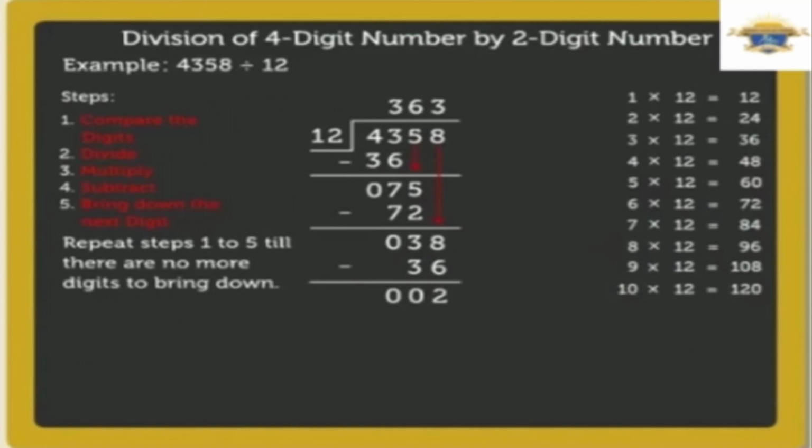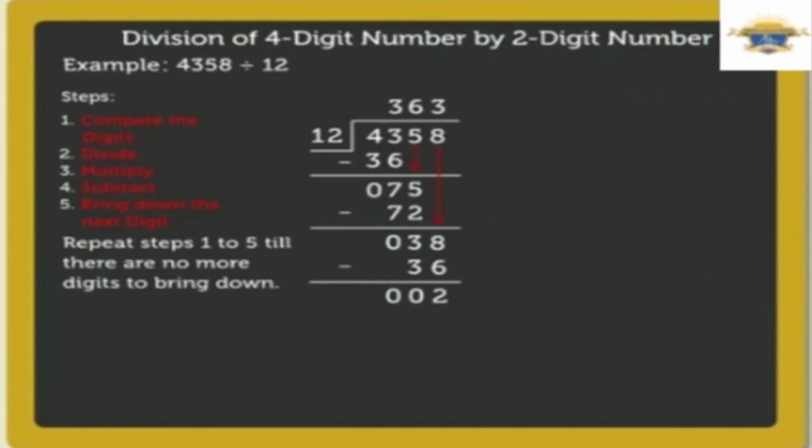Now, as there are no more digits to bring down, we have finished our division. Thus, we get the quotient as 363 and the remainder as 2.